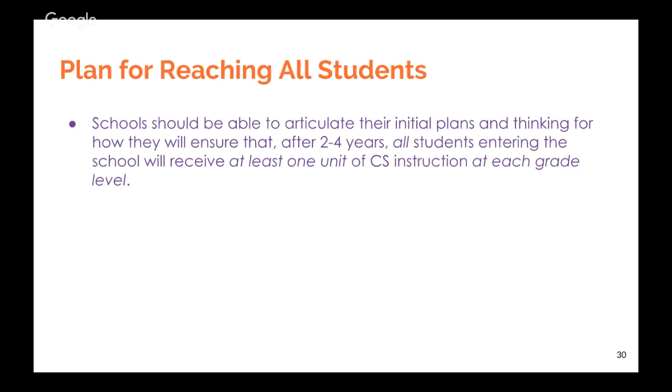And then finally, schools should be able to articulate their initial plans and thinking for how they will ensure that after the 2 to 4 years, all students entering the school will receive at least 1 unit of computer science at each grade level. So this might be an expectation that, in that first year, you have your core team. In that second year, you are going to focus on first and third grade teachers. In the third year, you're going to do second and fourth. And in that fourth year of implementation, you are going to focus on, I think I did it wrong. Yes. Yeah. Third and fifth.